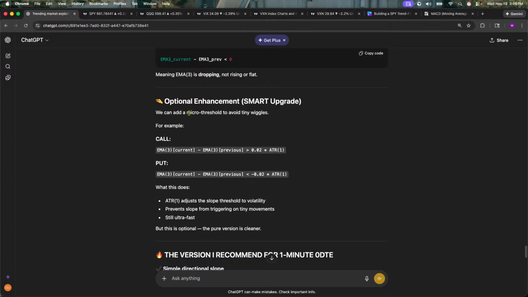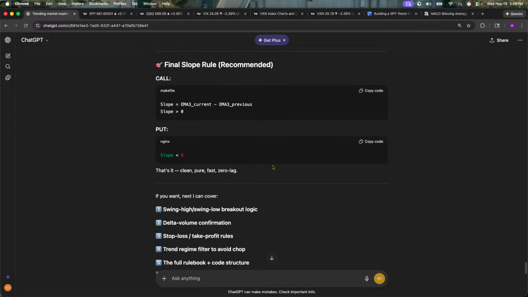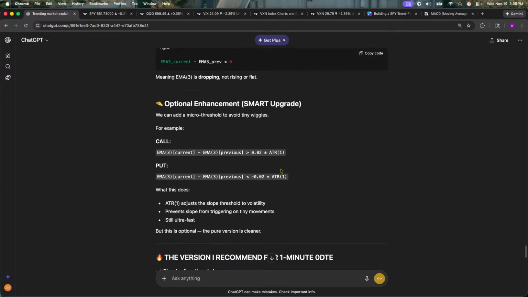Optionally, we can use this to avoid the noise. What do y'all think? Adding the ATR: we can add a micro threshold to avoid the tiny wiggles. ATR is the average true range. What this does is the ATR adjusts the slope threshold to volatility. It prevents the slope from triggering on tiny movements. Still ultra fast, but this is optional. This pure version is cleaner.